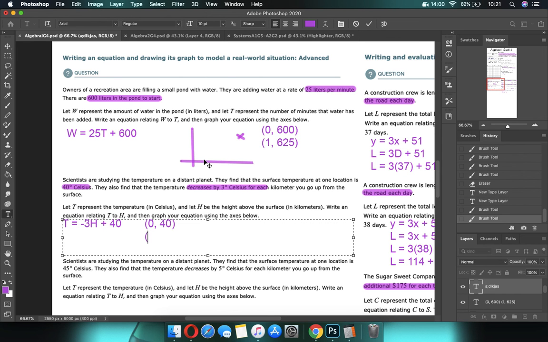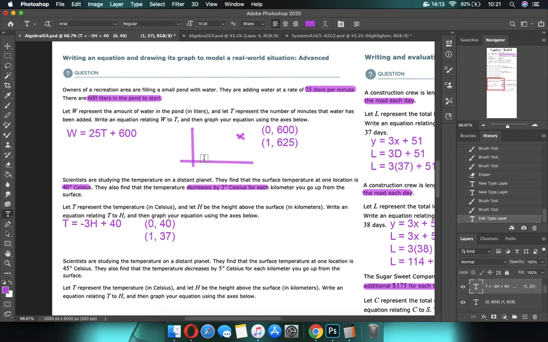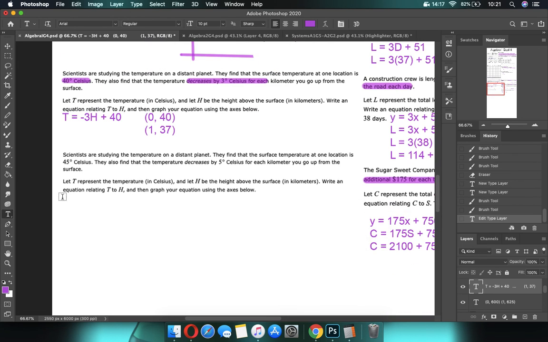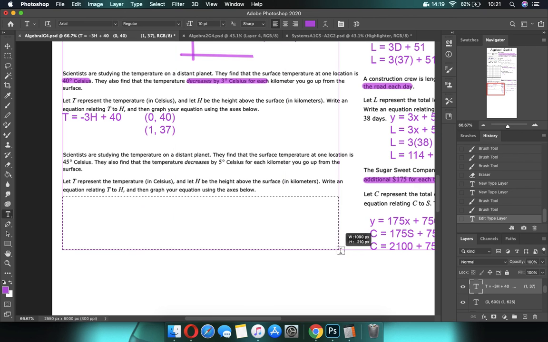If we go rise over run, right? So we're going down 3 over 1. So we're going down 3 from the 40. 40 minus 3 is 37. 37, not that I can type. Once I put that into the calculator, I'll have 2 dots, and that will be enough for me to make the line.